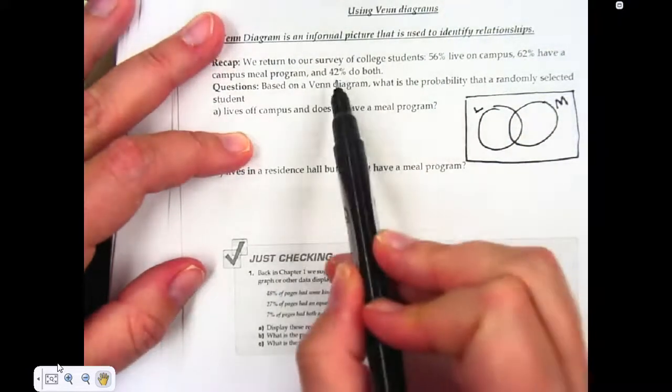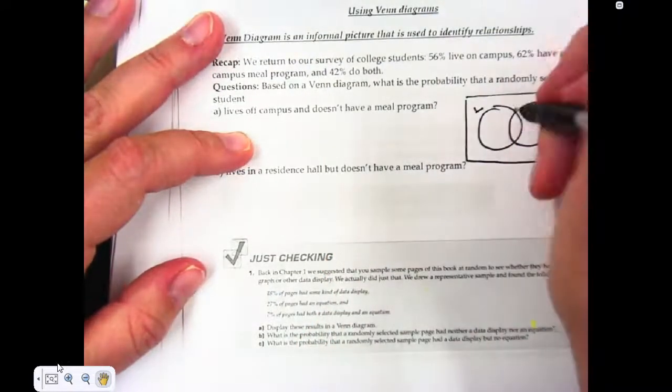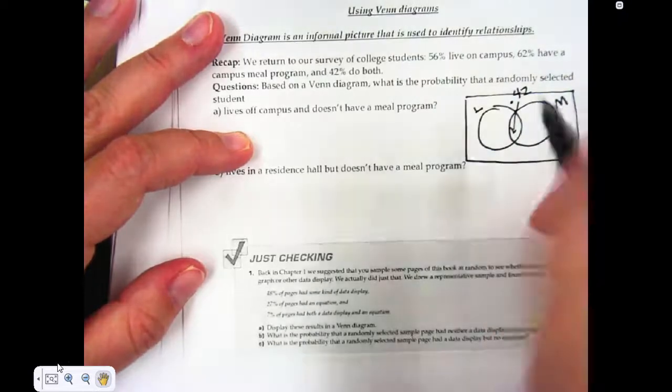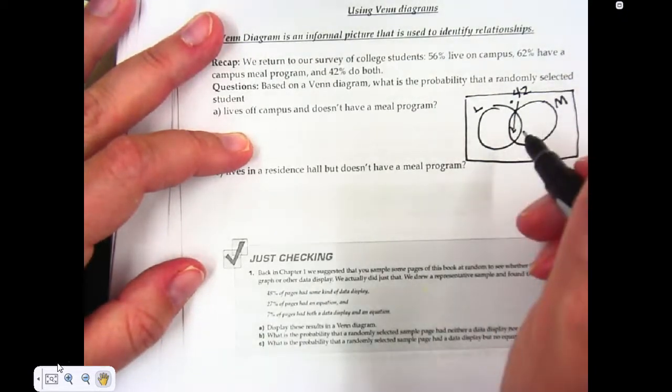Now, usually what I do is I start with both. So the 42 is the intersection. So right in here, I need to put 0.42. Okay, so both is 42%.